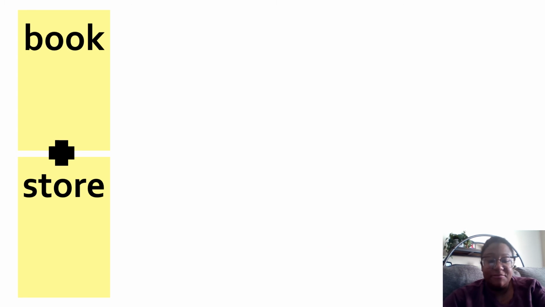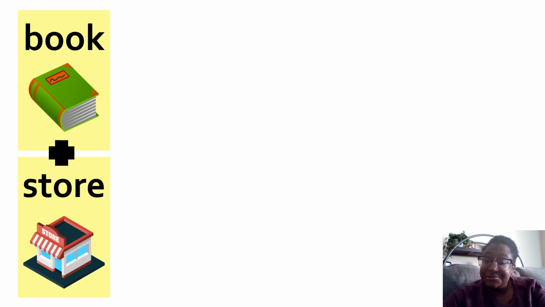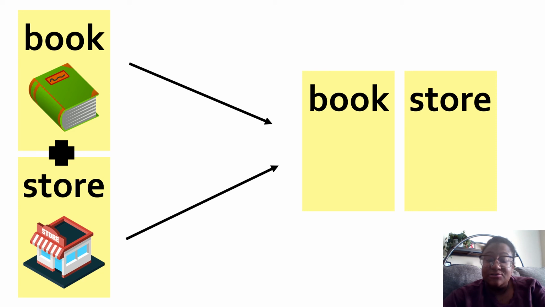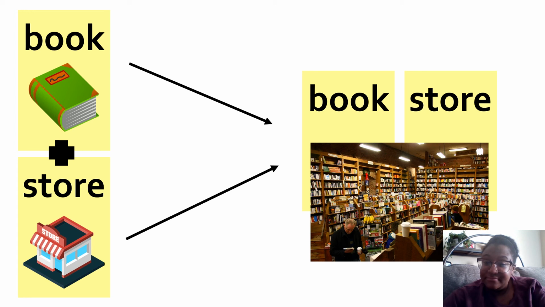All right, here's the last one for today. The words are book and store. What is your morphemic analysis of the word bookstore? Remember, you know what a book is, you know what a store is. So together, it is a store where they sell books, like Borders or Barnes and Noble, or Amazon could even count as a bookstore, but I'm thinking of a physical store.